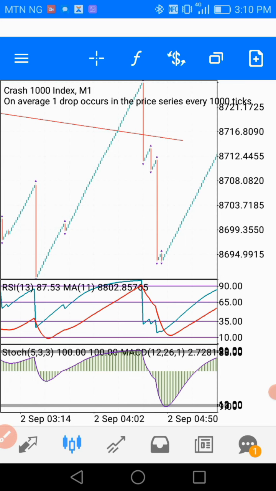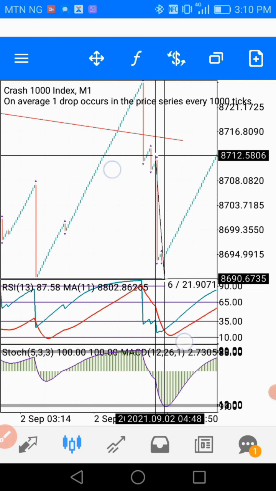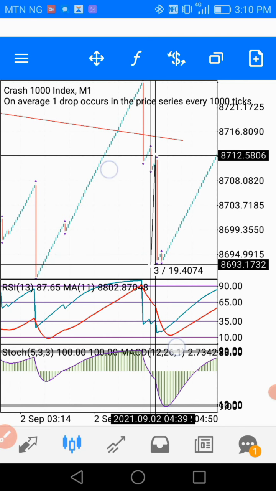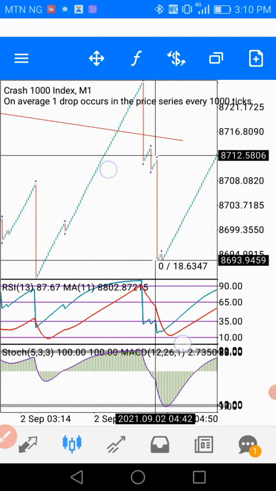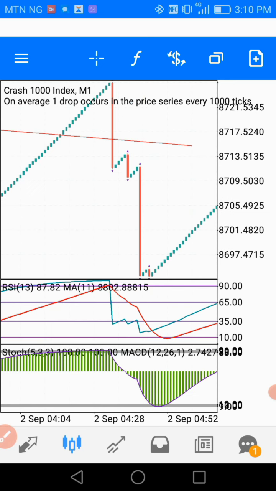And let's look at the pip value made by this. Okay, yeah, this is it. Perfect. This is Crash 1000. This is 18. Okay, over 18. Yes, and that's the first condition. And I want to zoom in to the next. You see, the condition is still met. This is a high probability trade, guys.